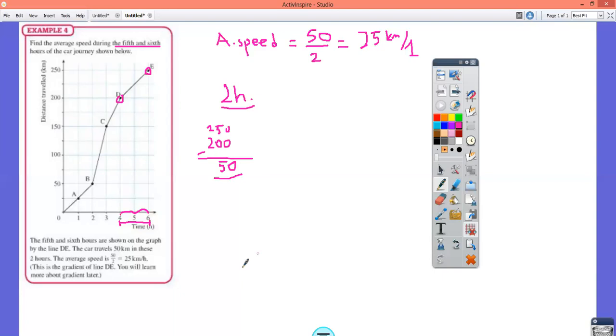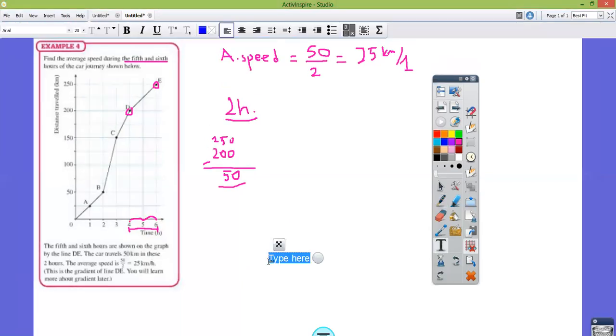Homework. Yes, let's write it here. 11E is the homework.